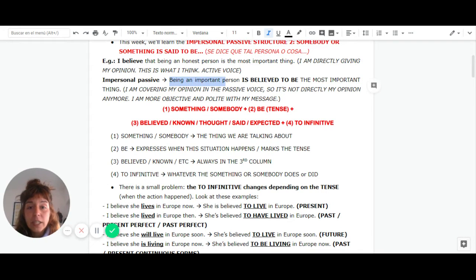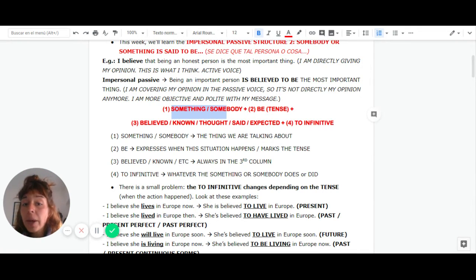Being an important person is believed to be the most important thing. In this way, I am covering my opinion in the passive voice, so it is not directly my opinion anymore. I am more objective and polite with my message. Lo mismo que hacíamos con it is said. Vamos a ver cómo construimos esta oración.